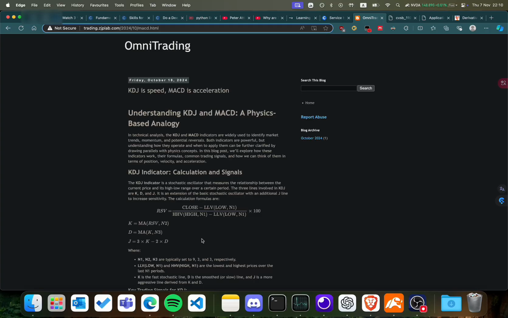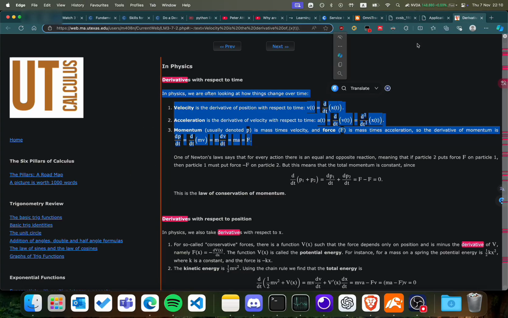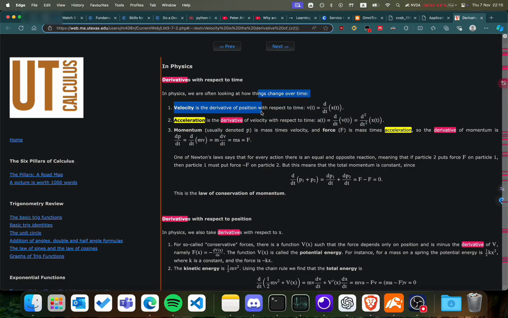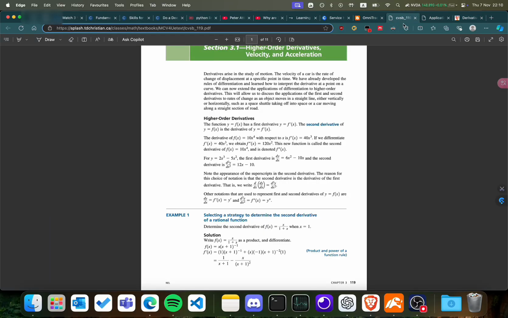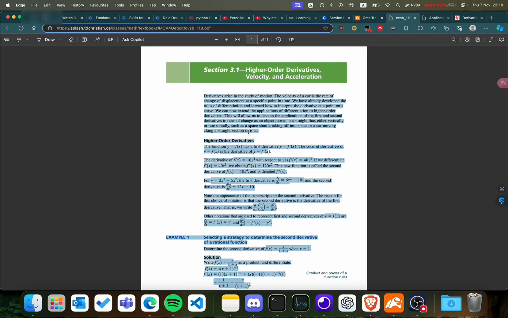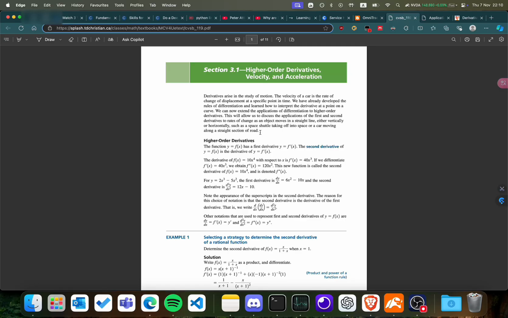First, I might give you a short review of physics. Let's briefly recap these concepts. I have three documents open on this topic, and I will choose one. Firstly, derivatives arise in the study of motion.